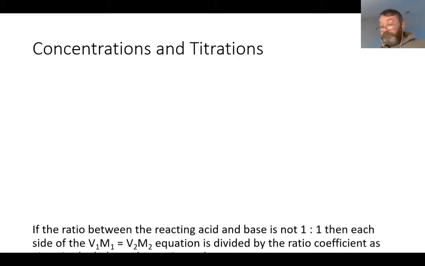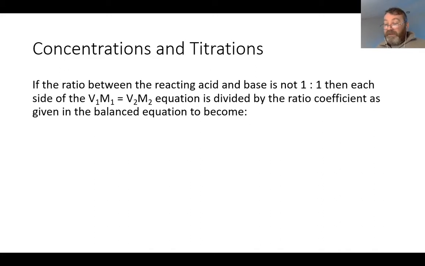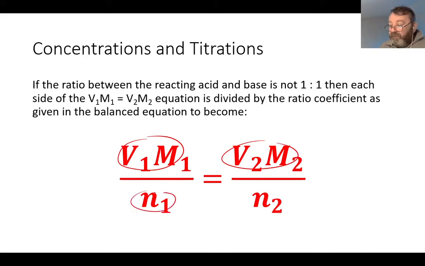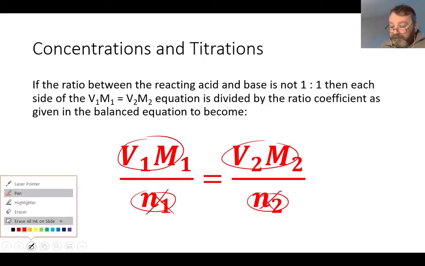So the best thing to do, just to go through this very quickly again, is V1M1 divided by the ratio of coefficients if they're not 1:1. We know that. So that's what you end up with: the number of moles of the acid, the number of moles of the base, divided by the coefficient of the acid and the coefficient of the base, should they not be 1:1. If they are 1:1, then you don't need them. Okay, so just keep that in mind.